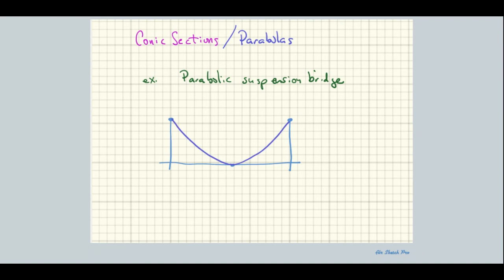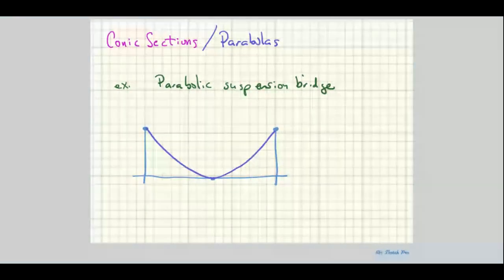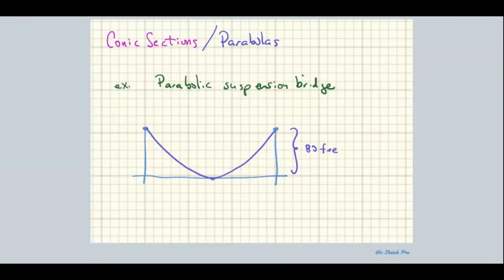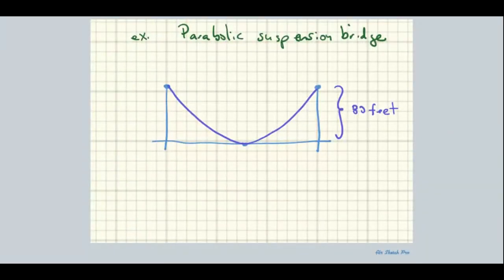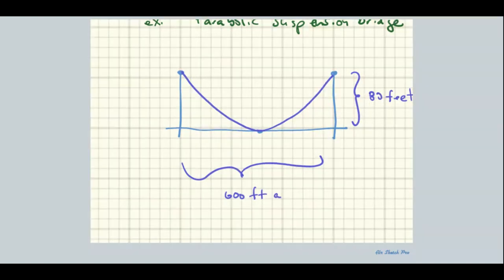Once again, you can see this thing opening in the positive x direction. The information I have is that the height at the top is 80 feet, and the length of the bridge is 600 feet across. It goes all the way down and actually meets the roadway at the center. Now the question is, I want to know how far that cable is above the roadway 100 feet from the center.